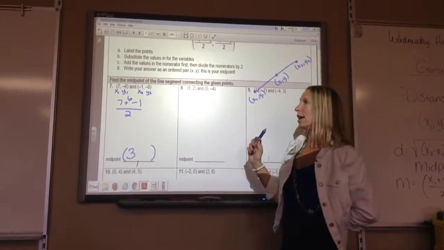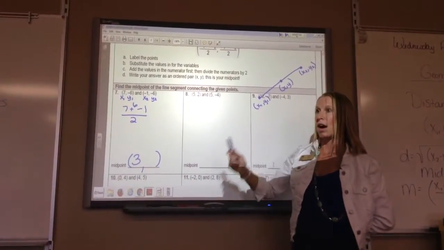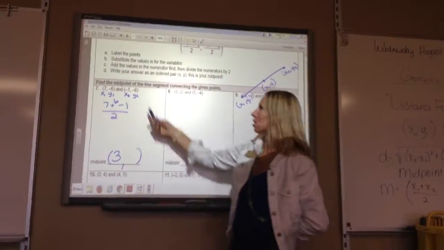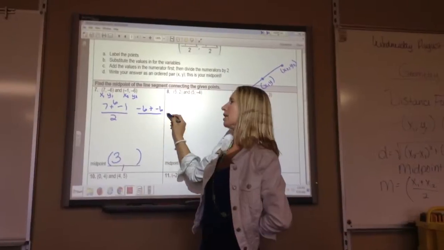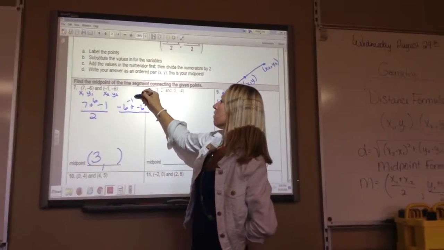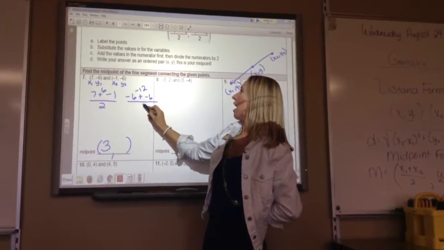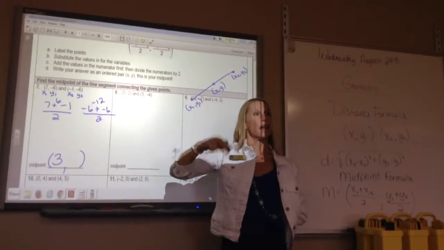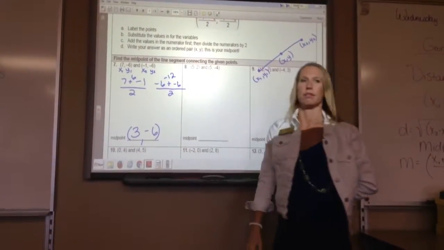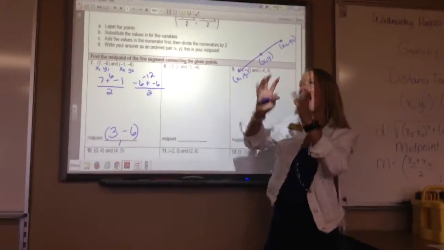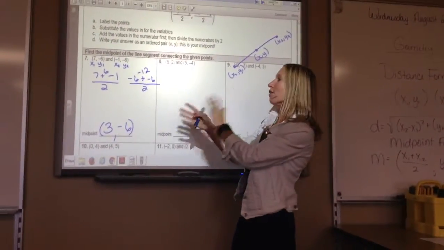Okay, y, same thing. We're going to add our y's together. We're going to get the average. So -6 plus -6, what is that? -12. And then I have to divide by 2 because there's 2 y numbers. What's -12 divided by 2? That's my answer. So we're finding the average of the x's, the average of the y's.